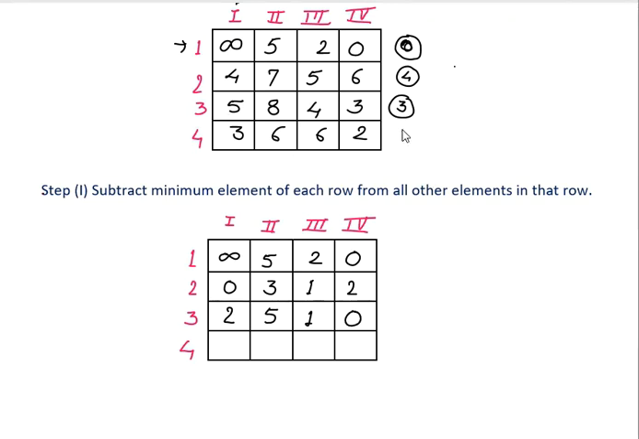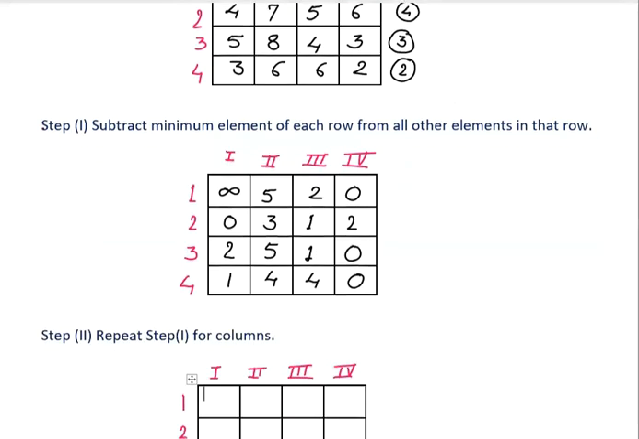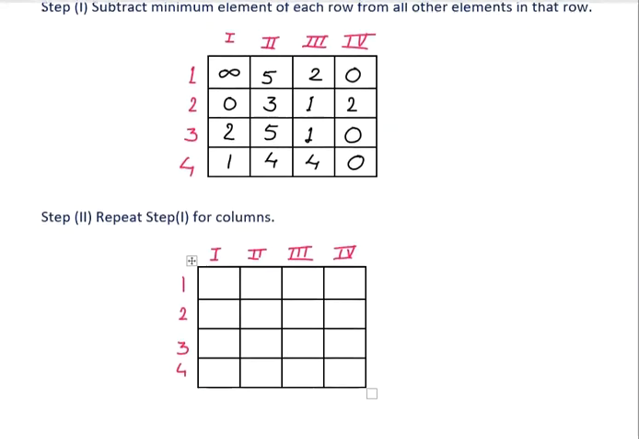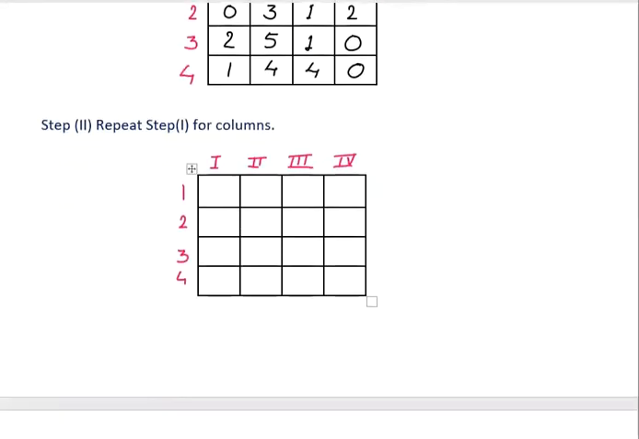Then the minimum element of the fourth row is 2. Subtracting 2 from the fourth row, we get 3 minus 2, 6 minus 2, 6 minus 2, and 2 minus 2. Now apply step number 2. What is step number 2? Repeat step 1 for columns.